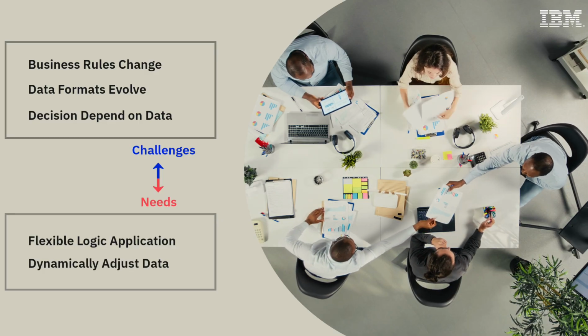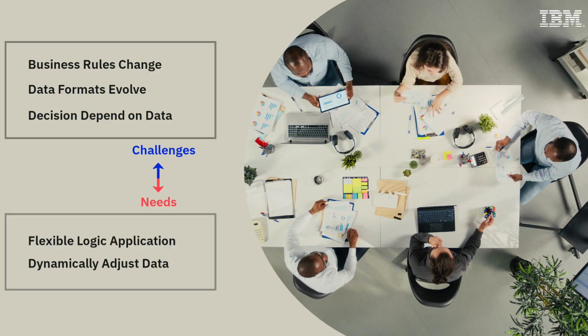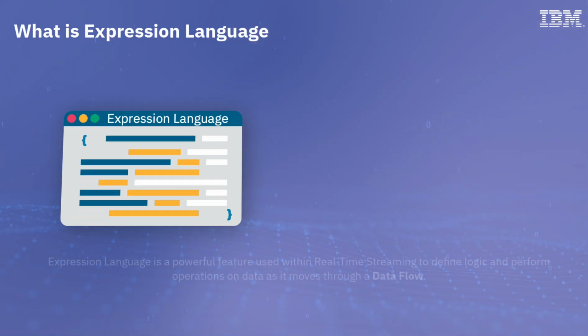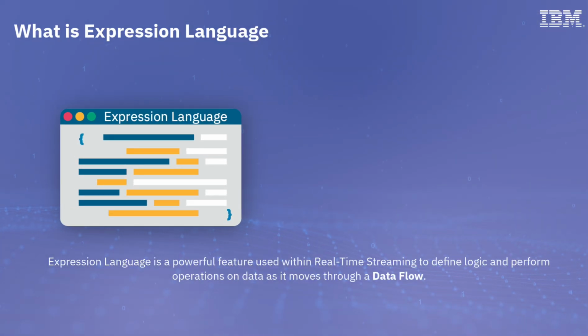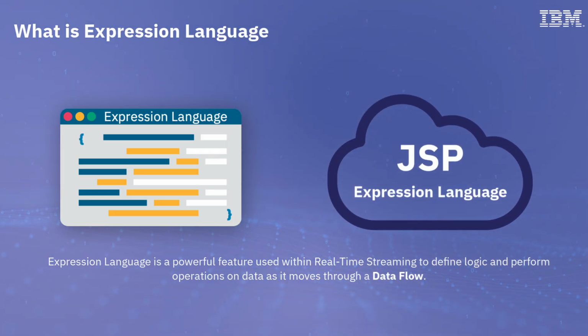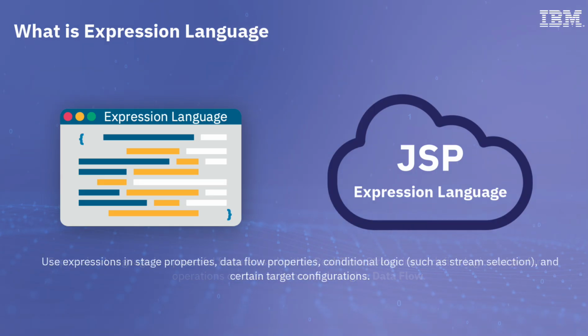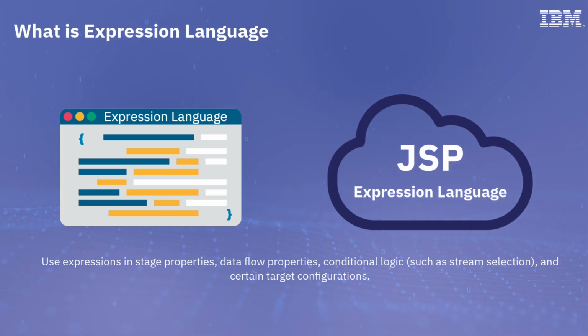That's where expression language in real-time streaming within data integration becomes essential. Let's begin with the fundamentals. Expression language is used to create expressions that evaluate or modify data within a data flow. It is based on the JSP expression language and enables you to define dynamic values, conditions, and transformations directly within stage configurations. You can use expressions in stage properties, data flow properties, conditional logic, and even in certain target configurations. This flexibility makes expression language a key capability for building intelligent, adaptive data flows.